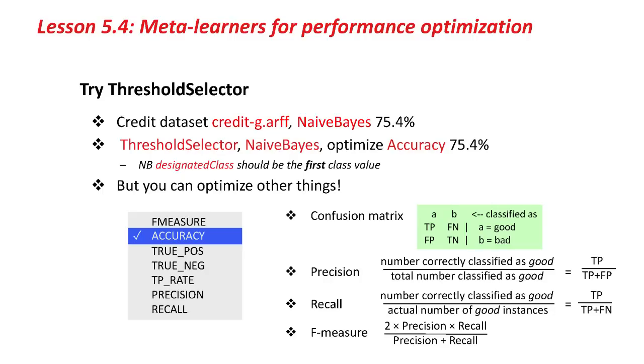Remember the confusion matrix, and the true positives, TP, are there. True negatives, TN, is in the lower right-hand corner of the confusion matrix. The TP rate is TP divided by TP plus FN. We've talked about those before. We haven't talked about precision, recall, and F measure, which are commonly used measures in the area of information retrieval. And those are defined there on the slide for you.